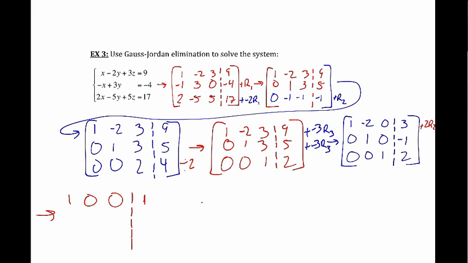The second row, we didn't change it. We used it, but we didn't change it. We got 0, 1, 0, negative 1 still, and 0, 0, 1, 2. So this problem was a bit quicker, especially because we did 2 parts at the same time.